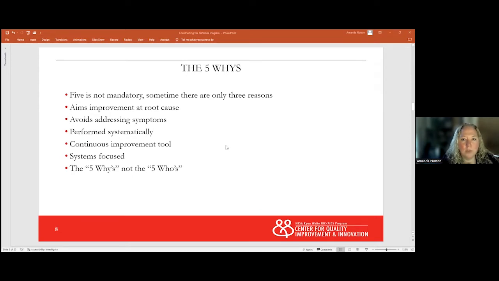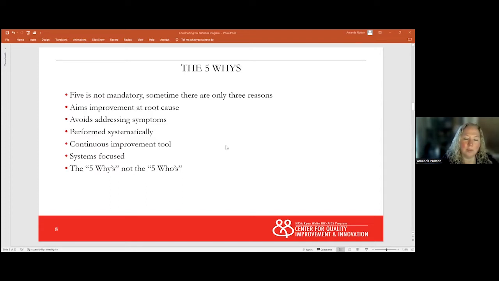One of the tools we often use is the 5 whys. And again, if you've heard of 5 whys or used it, feel free to chat in a yes or a no. But 5 whys is not mandatory. It's not a requirement to creating a fishbone diagram, but it is a really useful tool.